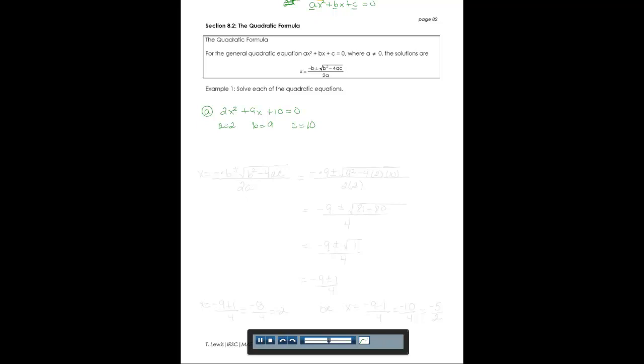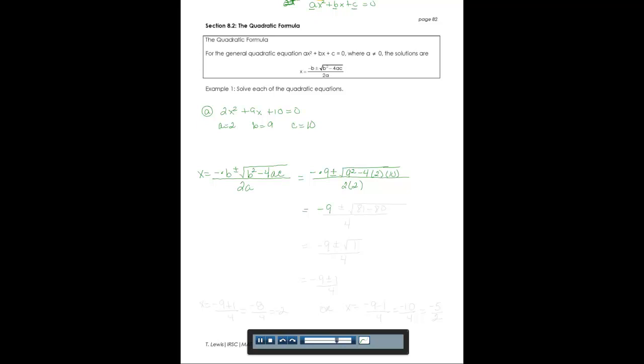I'm going to go ahead and write the formula down again. x is equal to negative b plus or minus the square root of b squared minus 4 times a times c, all over 2 times a. So we're going to plug those values in for a, b, and c. So we're saying x is equal to negative 9 plus or minus the square root of 9 squared minus 4 times 2 times 10, all over 2 times 2.